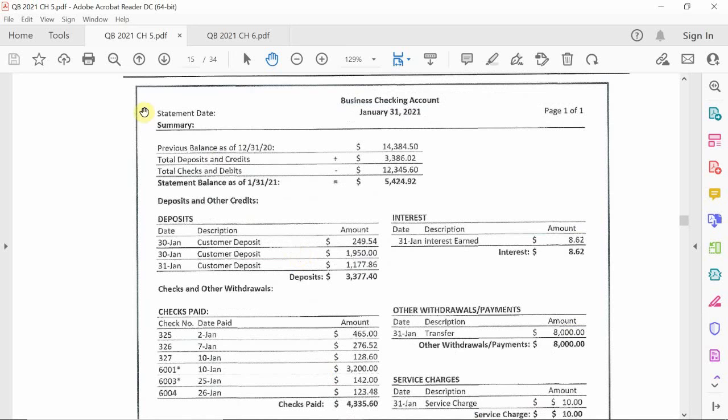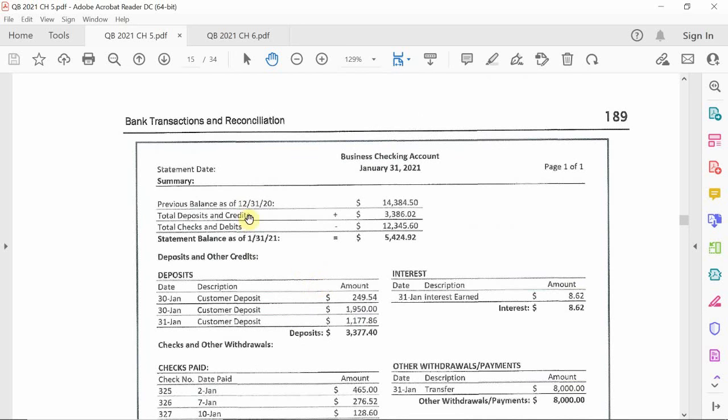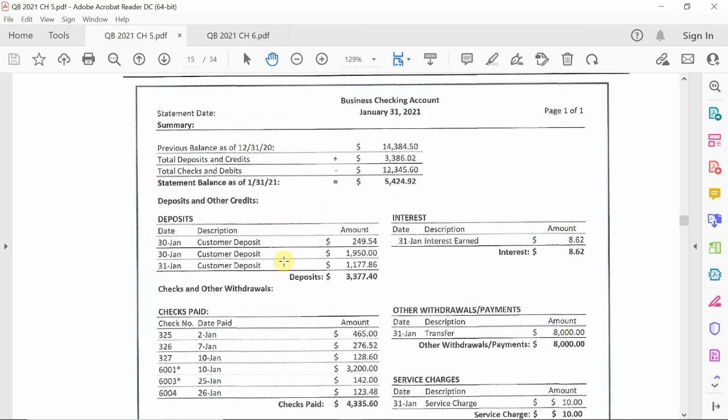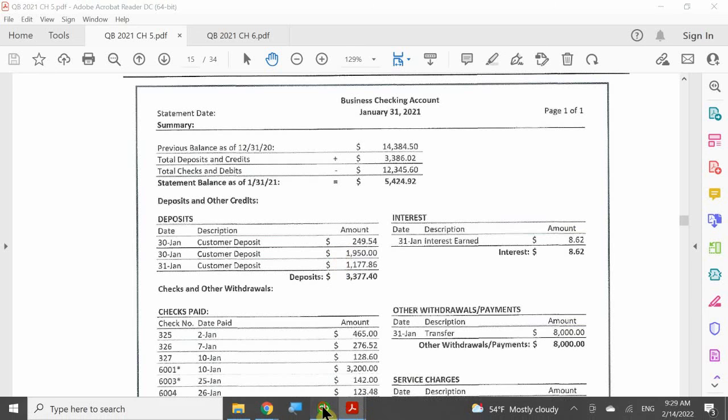How many deposits cleared? When you're doing your business, you're always going to be constantly depositing money. Let's take a look at deposits. You have a total of 3 deposits: one on January 30th, a second on January 30th, and the last one on January 31st. You deposited $249, $19.50, and $11.77.